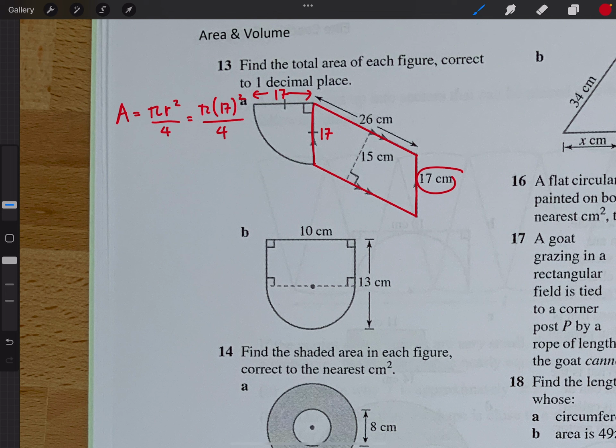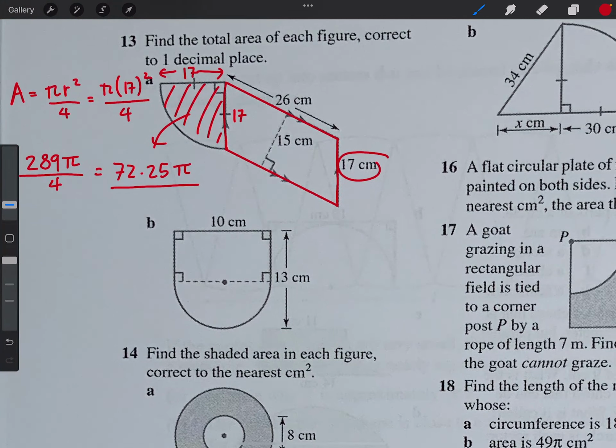Okay, let me just do that real quick on the calculator. So 17 squared is 289. So 289 times pi divided by 4, and that's going to give you 72.25 pi. Okay, I left it in exact form. So the area of this is 72.25 times pi. Now, the area of this parallelogram is going to be the base times the perpendicular height.